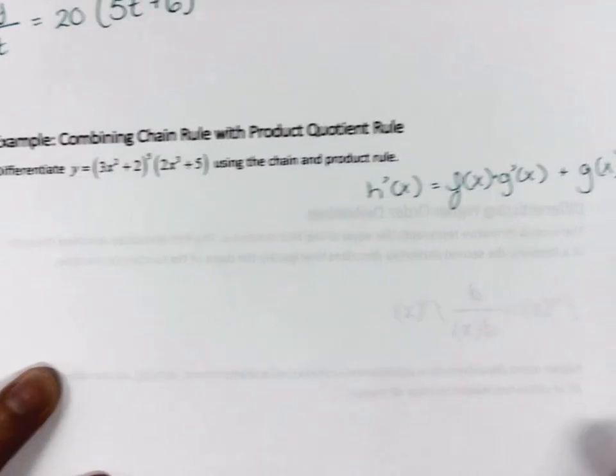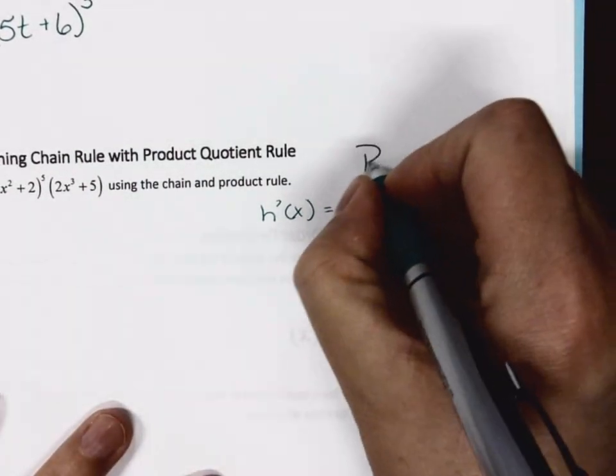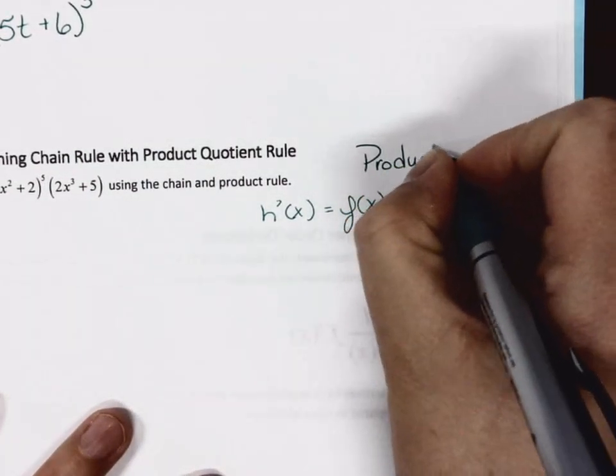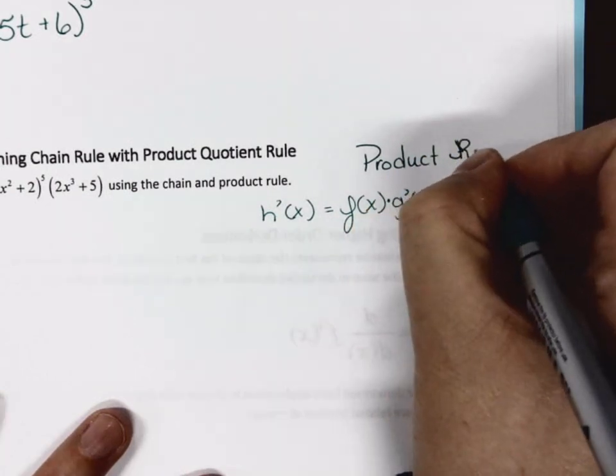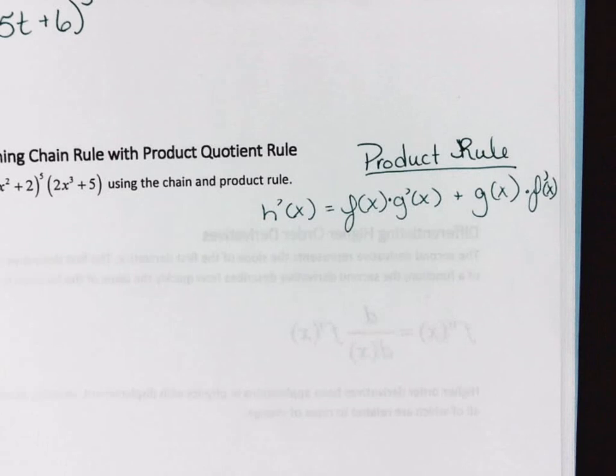I'm running out of room. Sorry, you guys can't even see that. So that's the product rule.